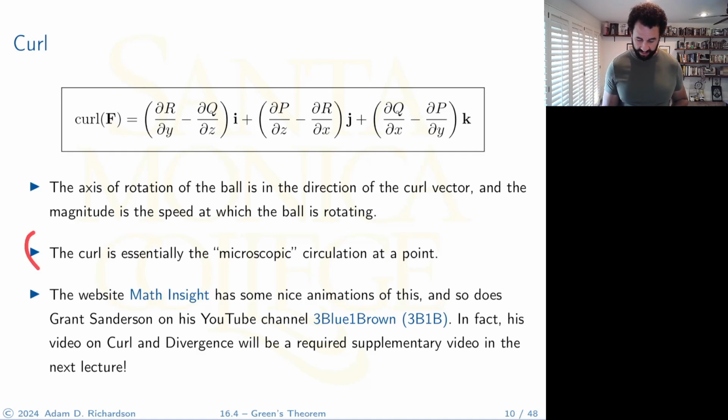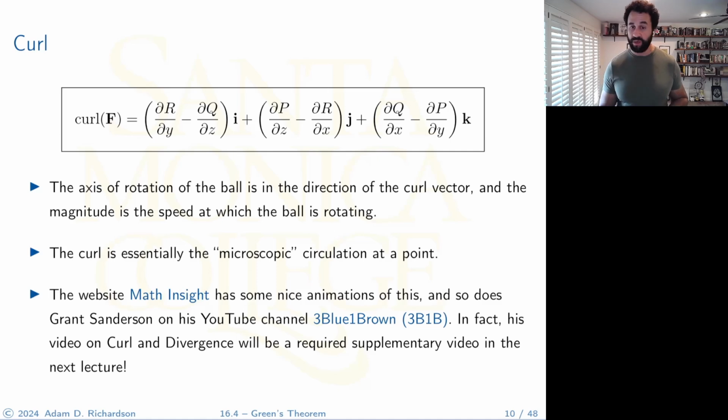And a very good way of thinking about it is that curl is essentially the microscopic circulation at a point. So when you talk about curl, you're really looking at how much the vector field is making something spin if you were to fix a point of interest, look at a single point, and ask how the vector field is going to spin things at that point.